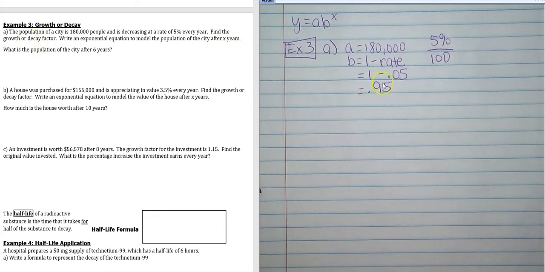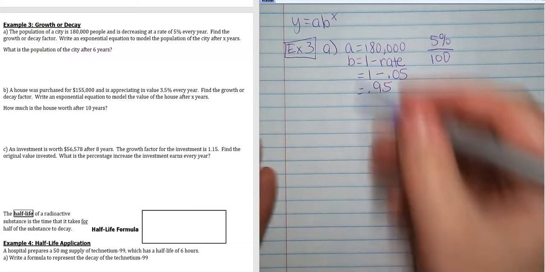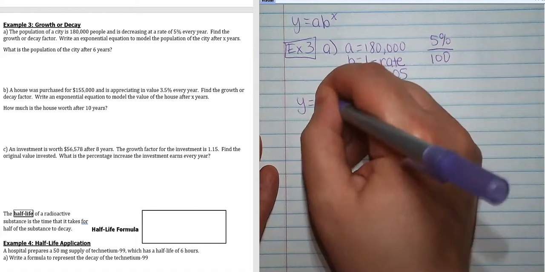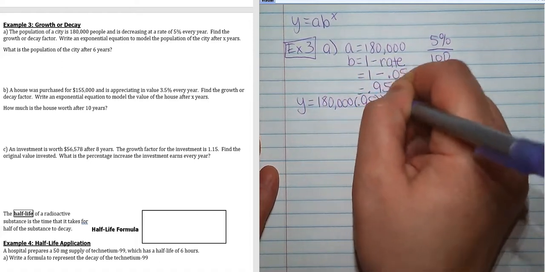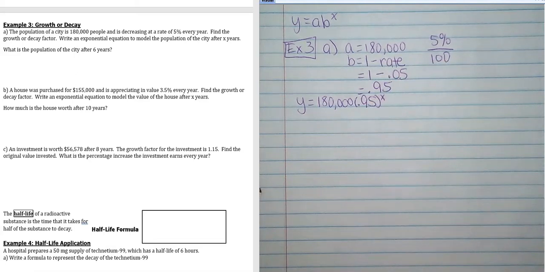Find the growth or decay factor. So this is going to be decay factor. That's going to be the 0.95. And write a model. So y equals 180,000 times 0.95 to the x. X represents time here. And then what is the population of the city after 6 years?